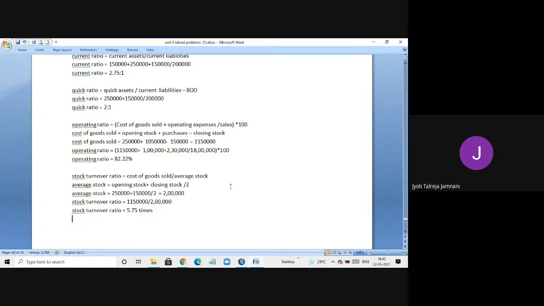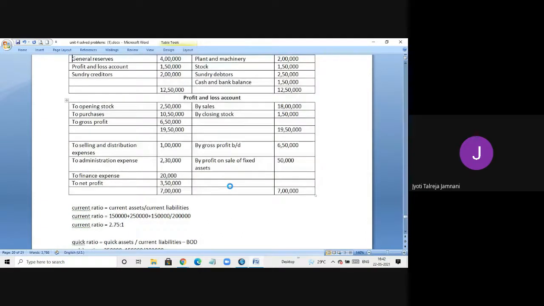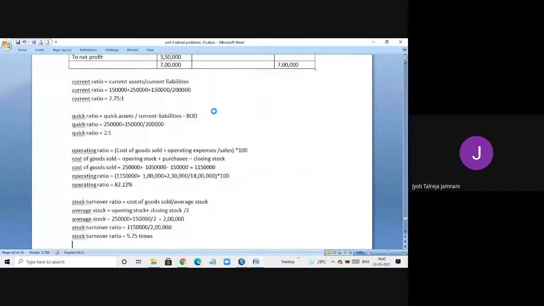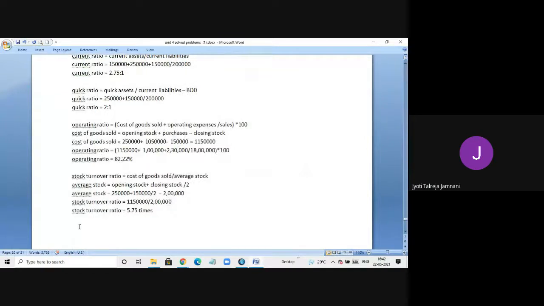Next, they have asked you to find the fixed asset turnover ratio and the debtors turnover ratio. Let's do the fixed asset turnover ratio first. The formula is net sales divided by fixed asset.